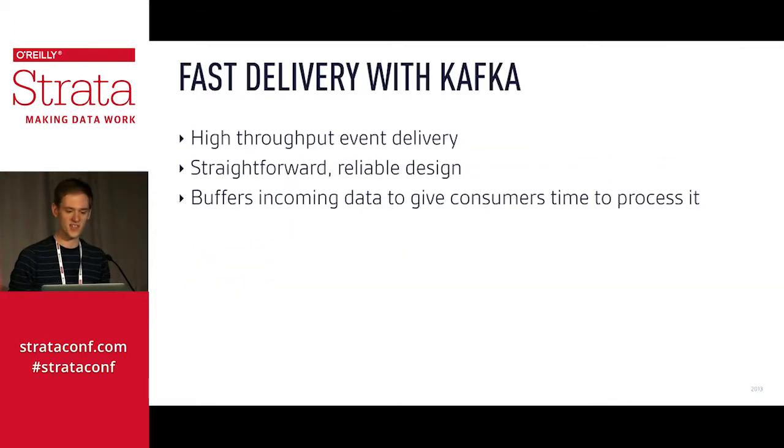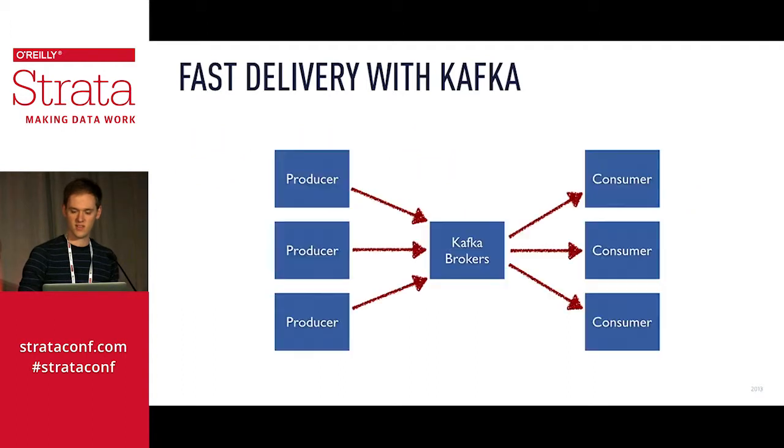The first problem of event delivery, we are tackling that with Kafka. If you're not familiar with it, Apache Kafka is a product that came out of LinkedIn. It's essentially a high throughput event delivery system. It's got a very straightforward, reliable design. There's a set of brokers that buffer incoming data and give consumers time to process it, fully decoupling the production and consumption of data. The architecture looks something like this. Producers on one side, consumers on the other side, and brokers sitting in the middle, making sure that the producers and consumers don't need to worry about each other.